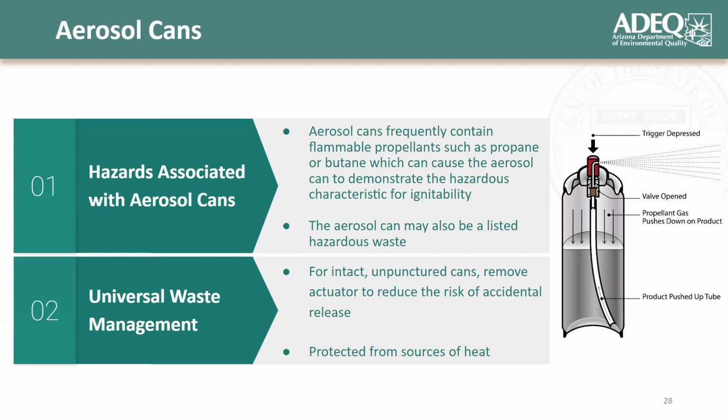As of 2022, generators in Arizona can elect to manage their waste aerosol cans as universal waste. The can must remain intact, protected from sources of heat, and it is recommended that the actuator is removed to reduce risk of accidental release inside the container in which they are stored.